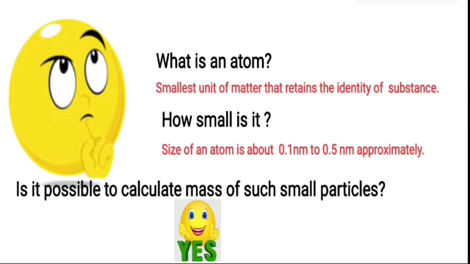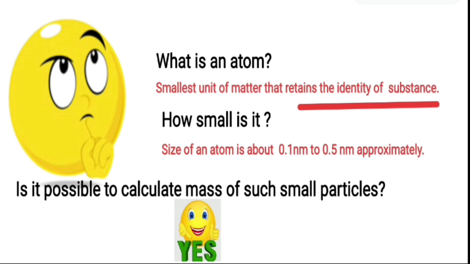Before discussing what is atomic mass, let us discuss what is an atom. Atom is the smallest unit of matter that retains the identity of the substance. Means, if we take an atom of oxygen molecule, the oxygen atom shows all the properties of the oxygen molecule. If we take an atom from gold metal, the atom shows all the properties shown by the gold metal. Hence, atom is the smallest unit of the element which shows the properties of the element. Hence, it retains the identity of the element or the substance.